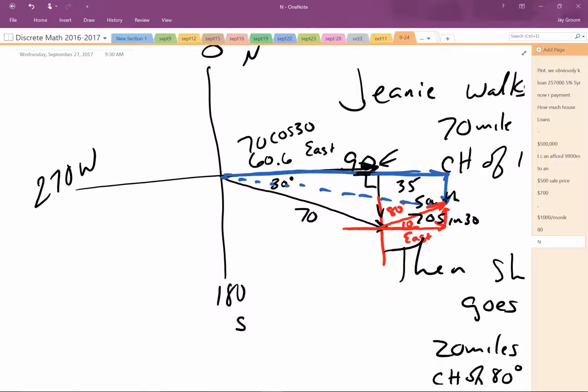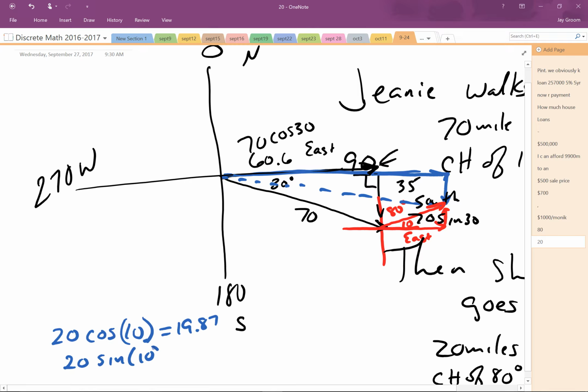So I forgot what I said. So listen, watch. I'm just going to write them down. You play with me. So it's going to be 20 cosine 10, right? 20 is the length. Or it's 19.87. Oh, I got you. And 20 sine 10.